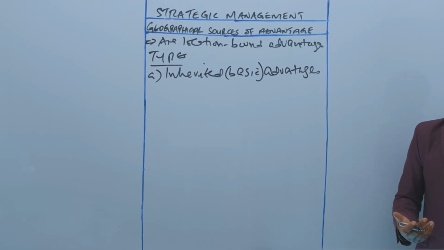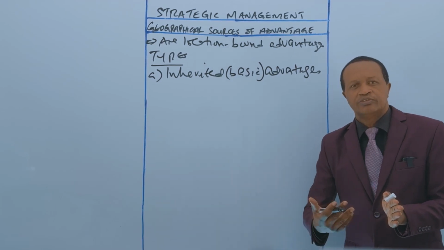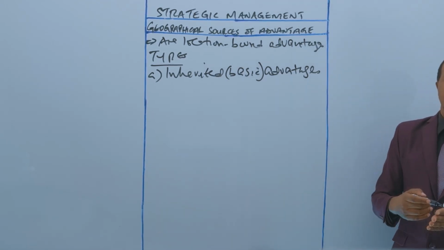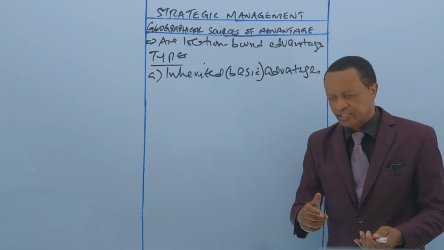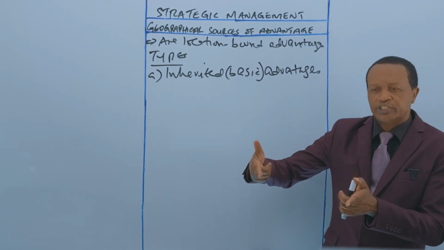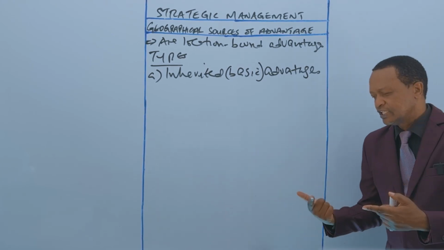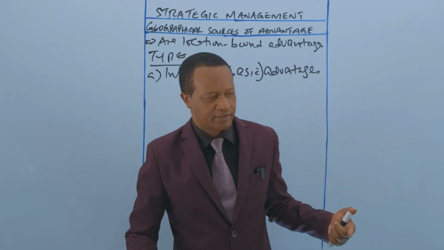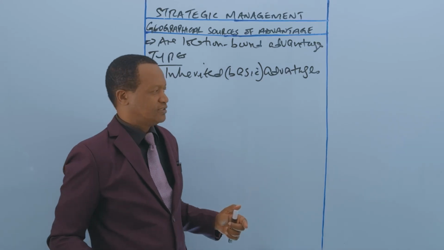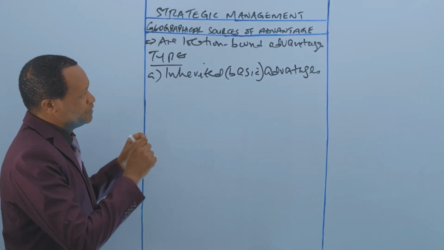These are benefits a location has by nature, such as natural resources like oil, like minerals, like fertile soil, like climate, or strategic geographic position. Like Kenya enjoys a coastline. That coastline cannot be moved to Uganda, which is a landlocked country. So these are inherited basic advantages.